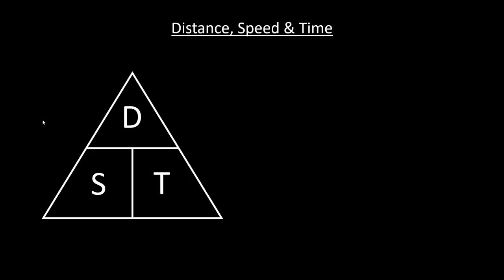So for instance, if we want to get the formula for distance, we cover up the D on the triangle. So let's cover that D up there. Now what we're left with is an S next to a T, and when two letters are next to each other in algebra, they multiply. So what we've got there is distance is speed times time. Okay, let's uncover that D.